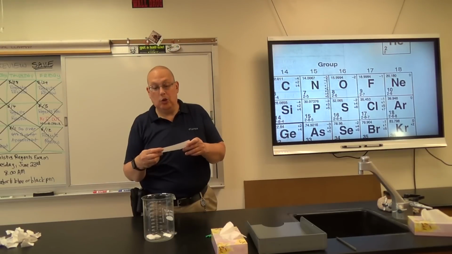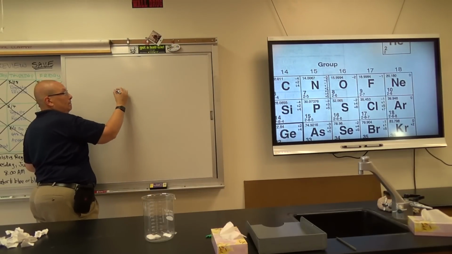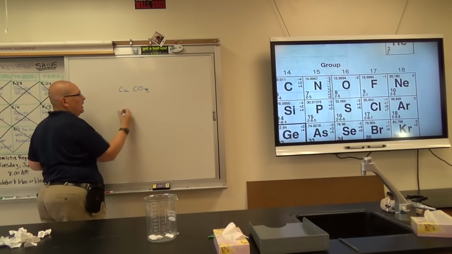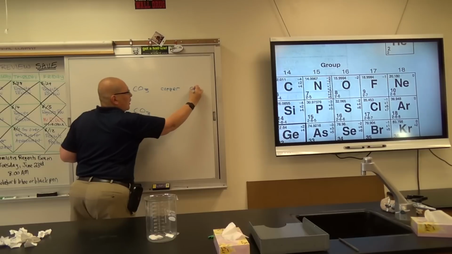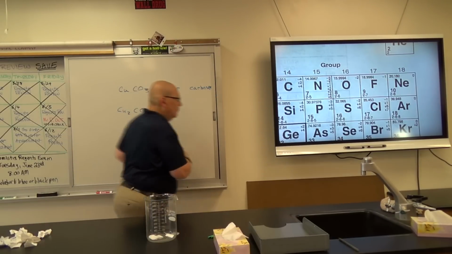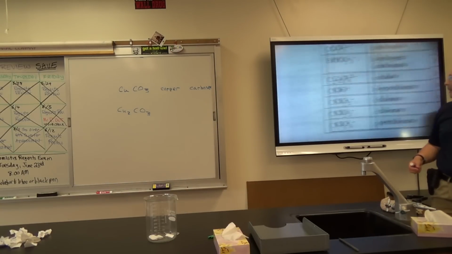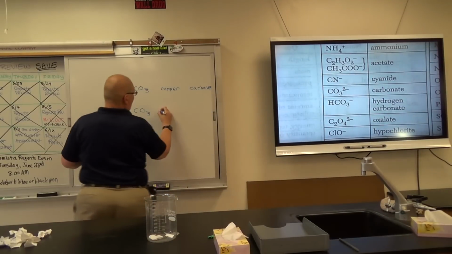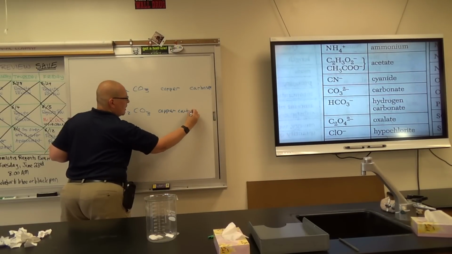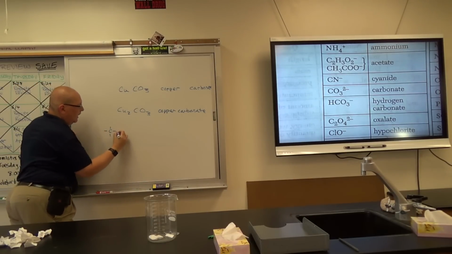Writing compounds with Roman numerals. I'll do another example. Let's say we have CuCO3 and Cu2CO3. This is copper carbonate. You can find out that it's carbonate because if we take a look at table E, CO3 is the carbonate ion. This is also copper carbonate. Now I'm going to relate this to, let's say, oops.